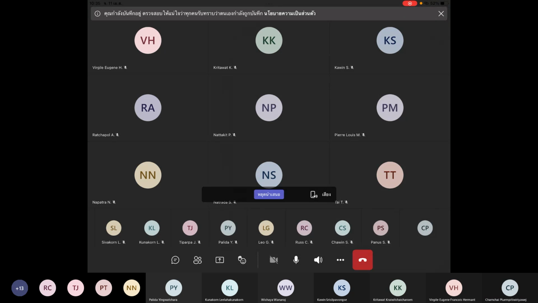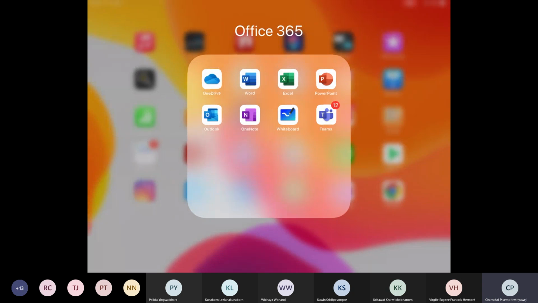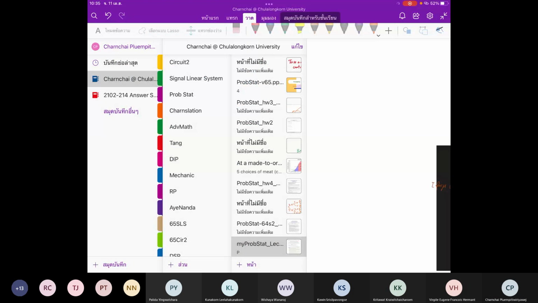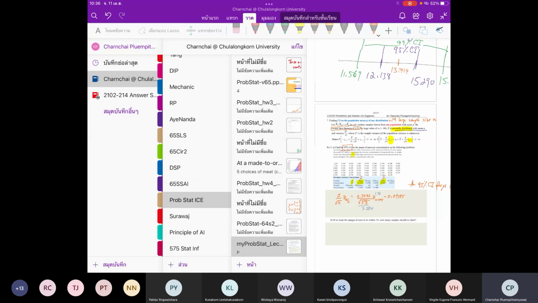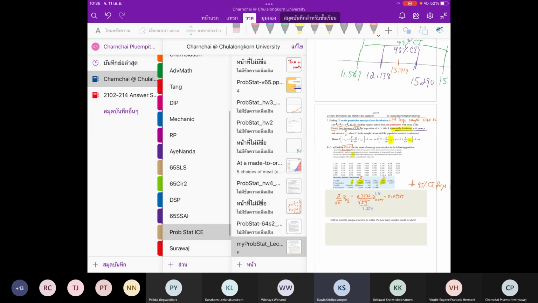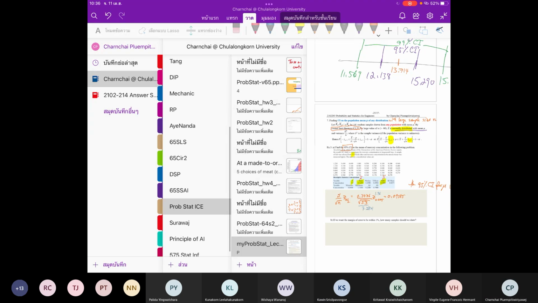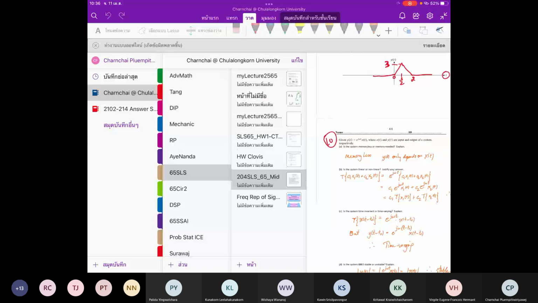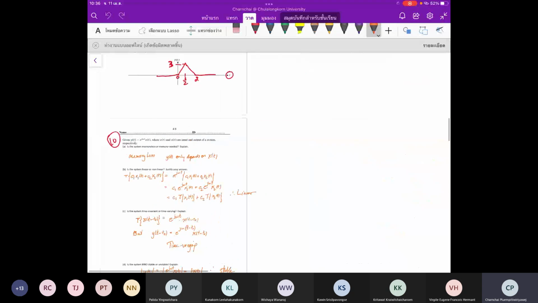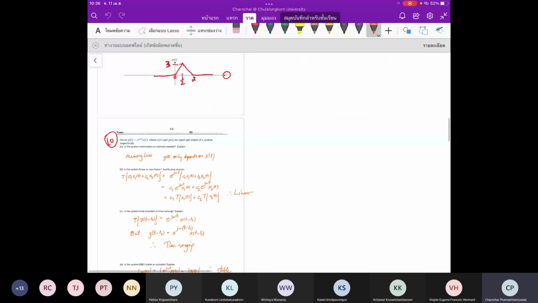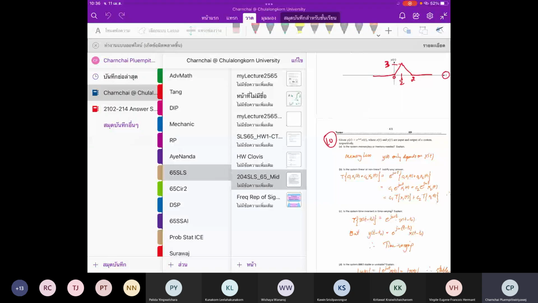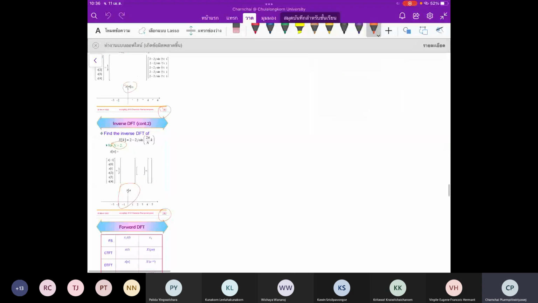Where were we? Do you see the screen I'm sharing? The notes I'm sharing? I hope so. Yes. Yeah, this is the midterm exam. Here, last time I asked you to find out these numbers, right?